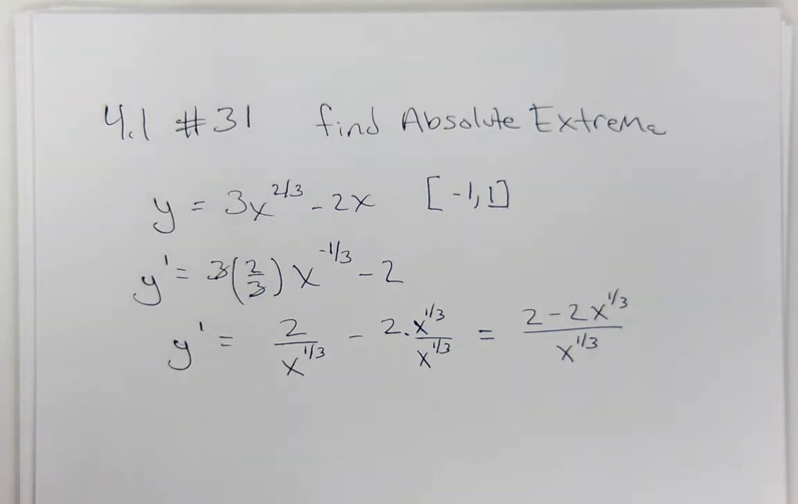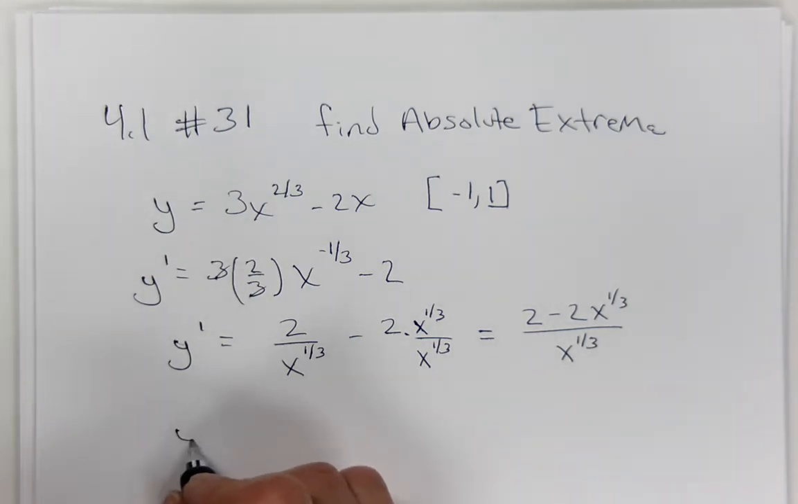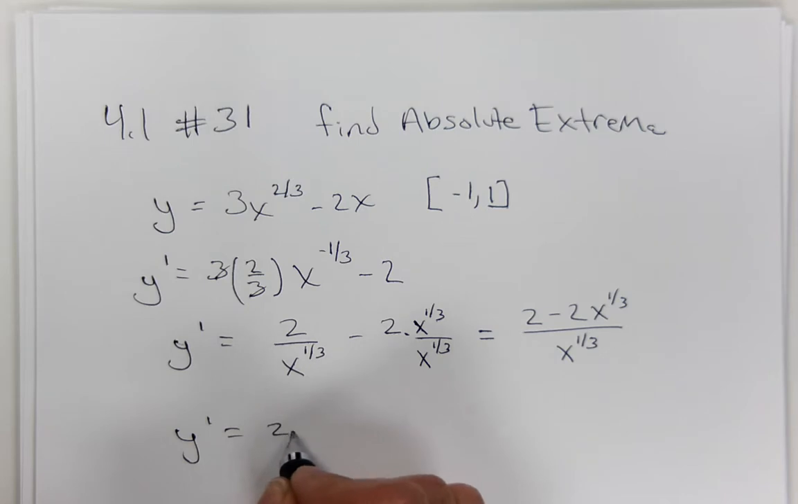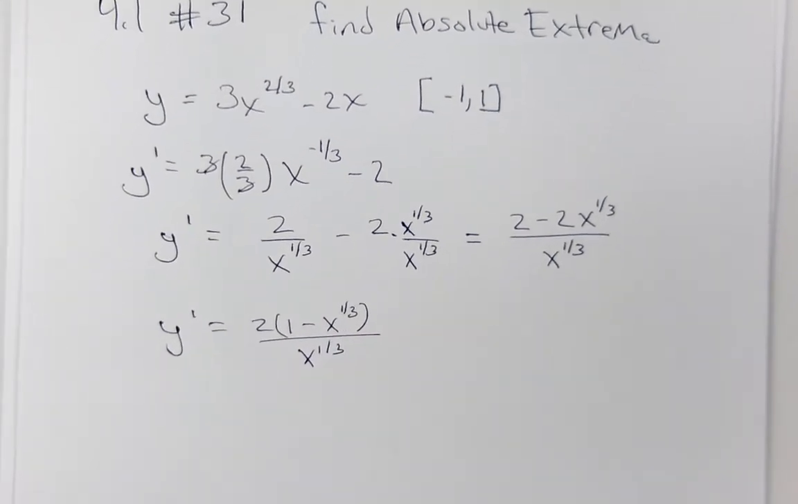Okay, so now we're going to factor out a 2, which doesn't do much. Y prime equals 2 times 1 minus x to the 1/3 over x to the 1/3. And we're going to find our critical numbers. And remember, critical numbers are the values where they exist in the original function, but they either don't exist in the derivative or they cause the first derivative to be 0.